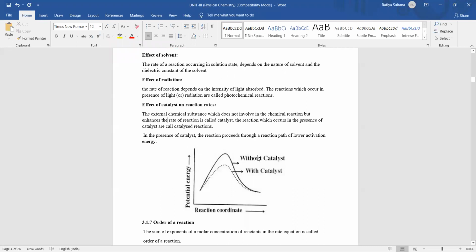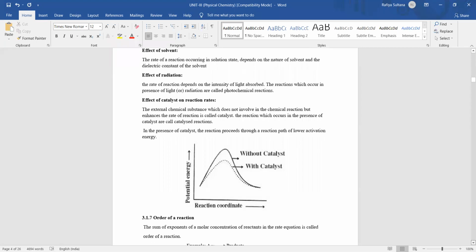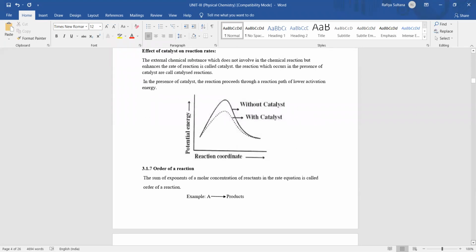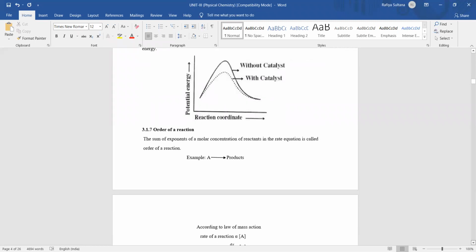So whenever a catalyst is used, it provides a different transition pathway, and it decreases the activation energy. It increases the reaction rate. This you will study in detail in the final year enzymes chapter.